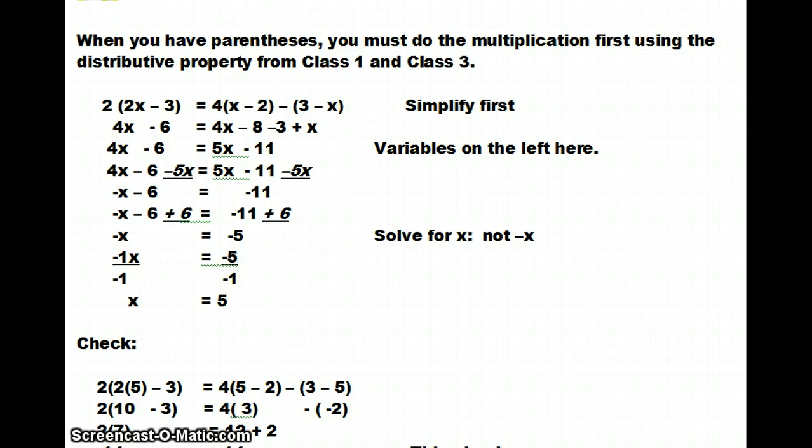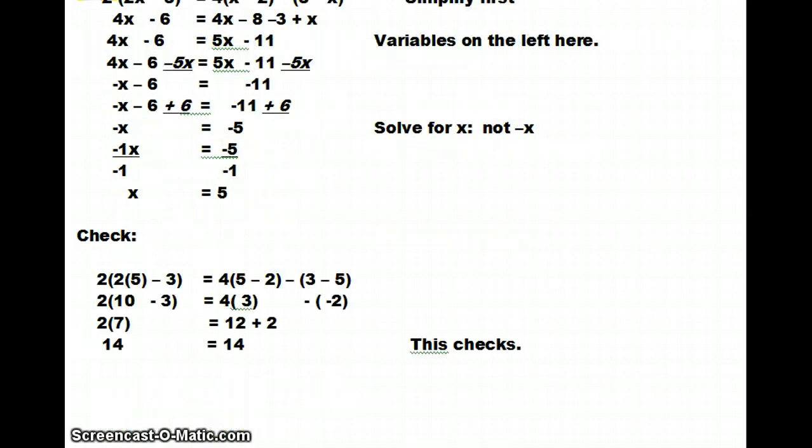You have a variable and a number on both sides. So you're going to subtract 5x from both sides. You're going to add 6 to both sides. And when you do that, you get negative x is equal to negative 5. Since we're solving this for positive x, we have to divide both sides by negative 1, and that gives us x is equal to 5. Then we can see that our check works.